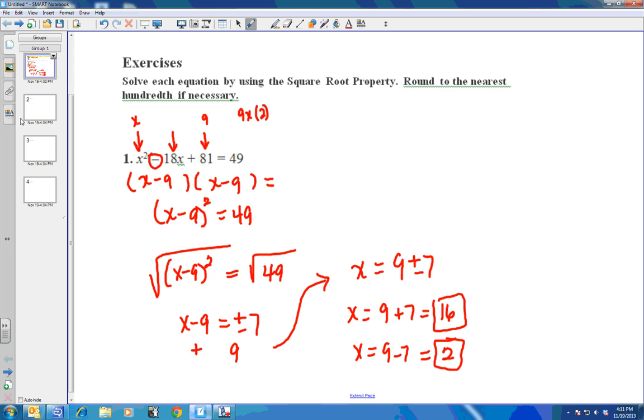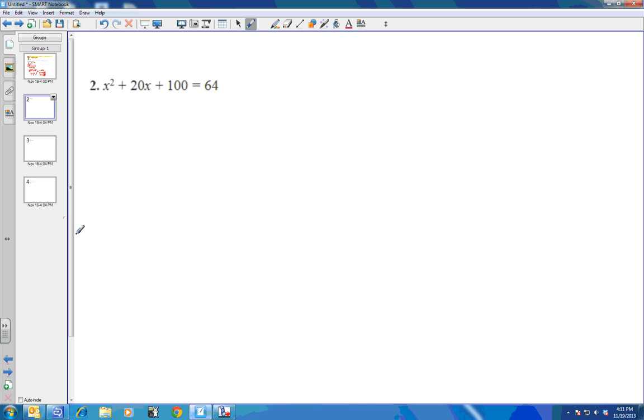Let's do another one. Okay, number 2. All right, number 2. First, let's make sure this is a perfect square trinomial. Is this something squared? Yes, x. Is this something squared? Yes, 10. When I multiply these two things together, I get 10x. But when I double that, so times 2, I should always get my middle term, and I do.